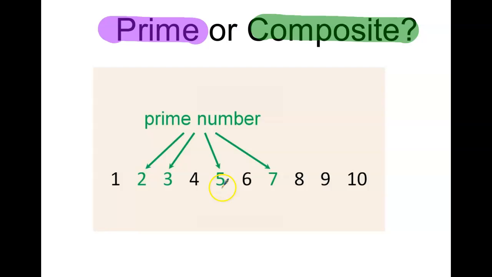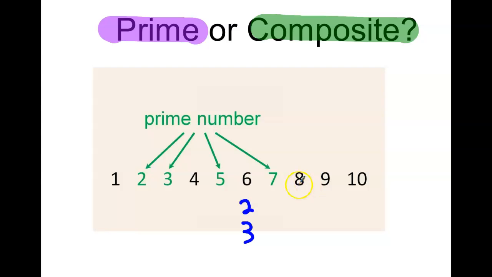Okay, so here's 5. You could divide 5 by 5 and get 1, or you could divide 5 by 1 and get 5, but you can't divide 5 by anything else. The opposite's true for 6. You can divide 6 by 2. You can divide 6 by 3. Okay, not just 1 and 6.